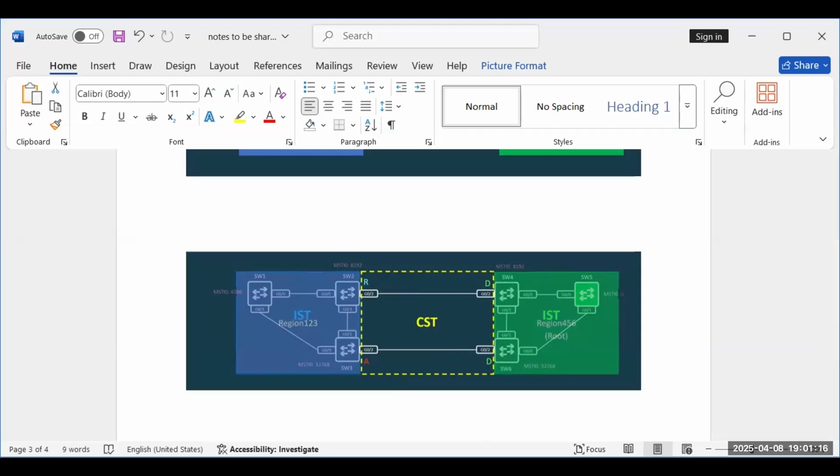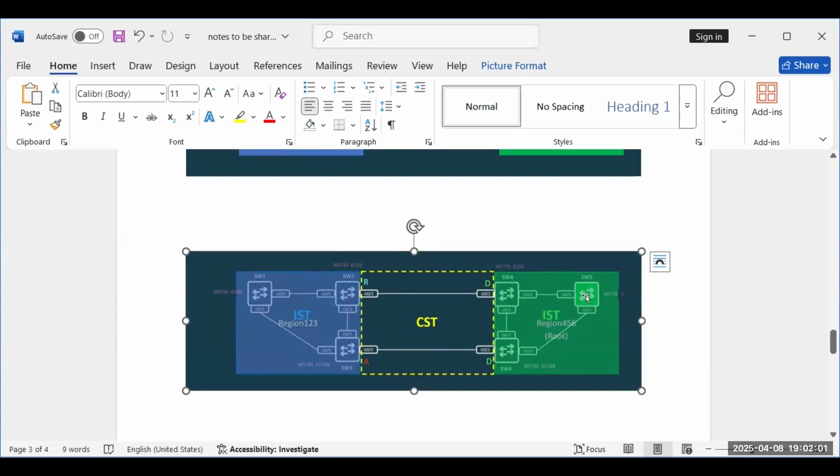So what definition did we give for common spanning tree initially? It's the connection between the MST regions, or between the MST region and the non-MSTP switches. What is the IST definition we gave? The IST instance will run on each MST region, and it is the only instance that sends and receives BPDUs within the logical interface. Within this, the BPDU packet will get exchanged.